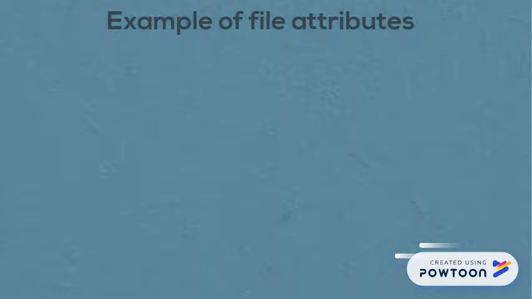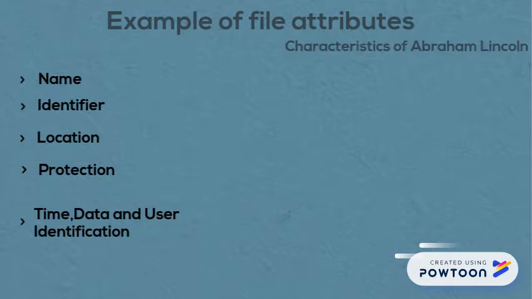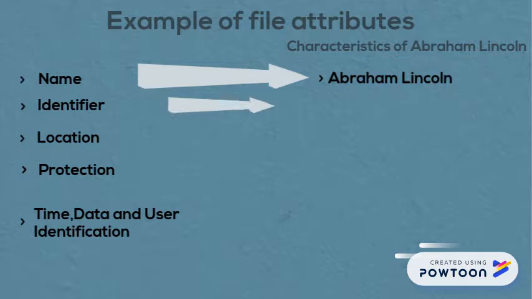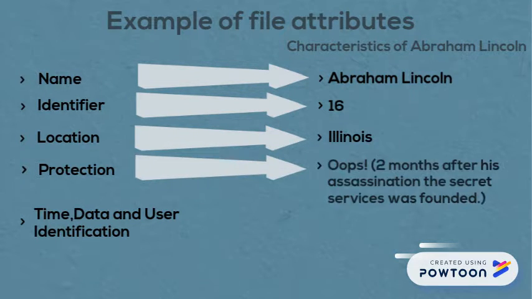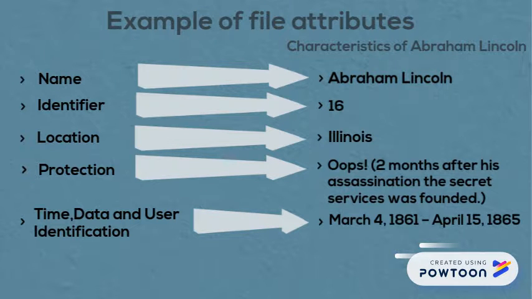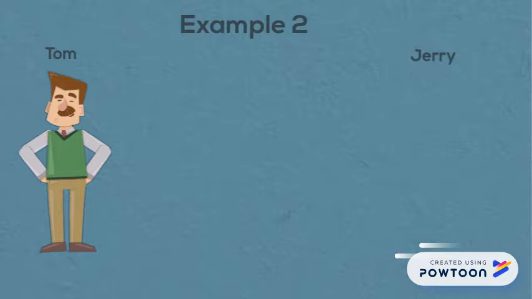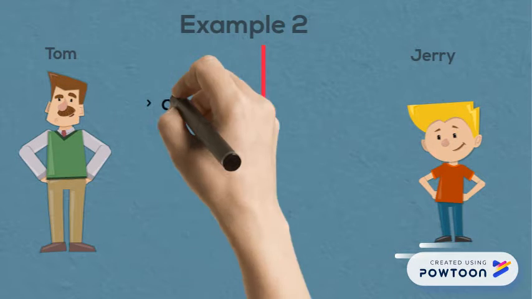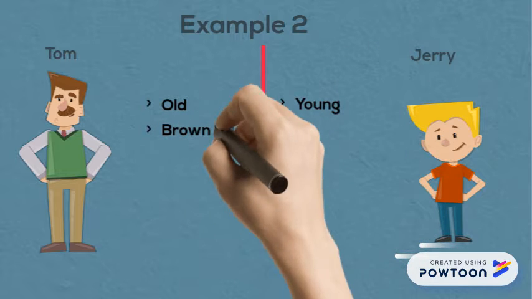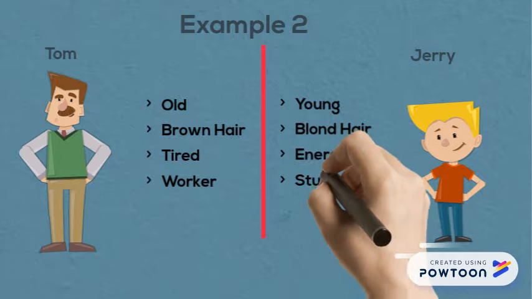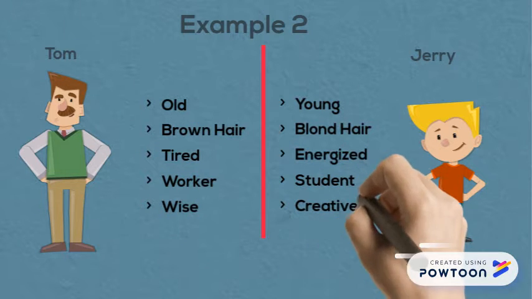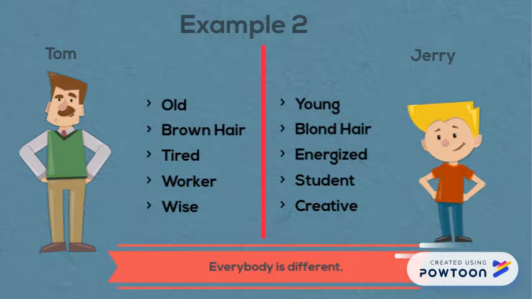Consider these characteristics of Abraham Lincoln as a relatable example. As a person, he has attributes that distinguish him and set him apart from others, such as his name, the fact that he was the 16th president, where he was born, his protection or lack thereof, and his birthday and date of death. Here we have another example that compares Tom and Jerry. Each has characteristics that define them, such as Tom being old or Jerry being blind, Tom being a worker, and Jerry being a student. These characteristics set them apart and make them different.